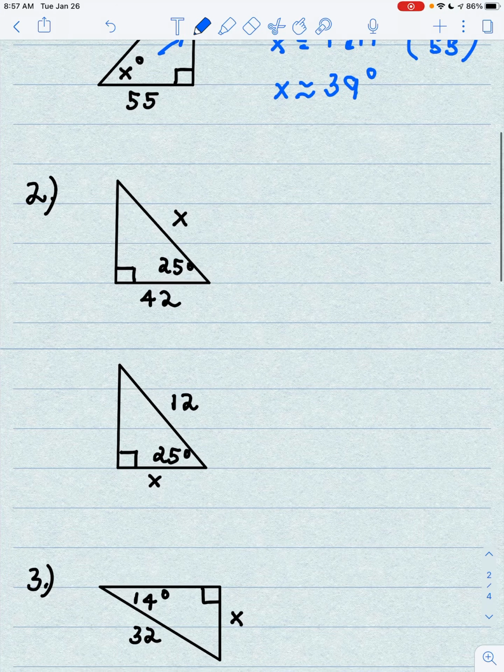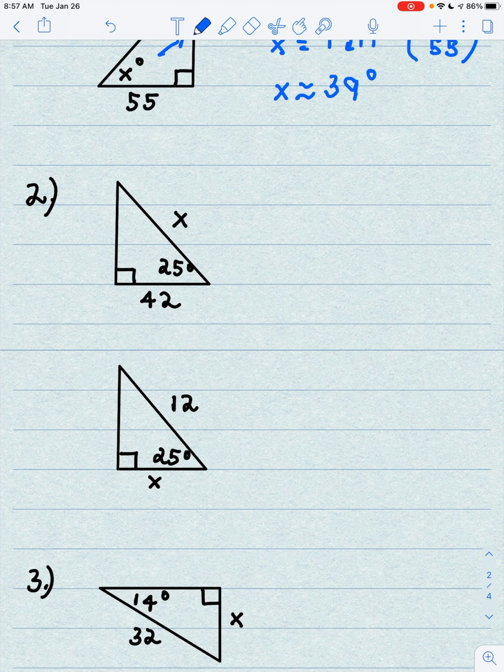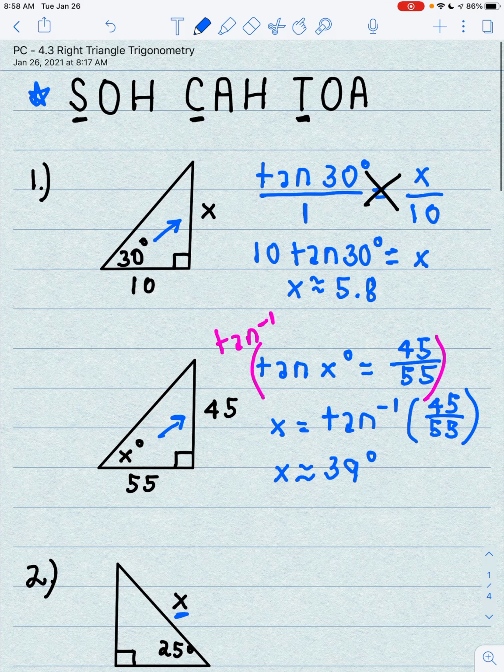Now let's move down to the number 2, and there are 2 triangles there. And as I look here, I first have to recognize that the hypotenuse is involved in both these triangles. Anytime the hypotenuse is involved, that means it has to be sine or cosine. When the hypotenuse isn't involved, it has to be tangent. You can see hypotenuse right here, and here. So anytime the hypotenuse is involved, it's either sine or cosine. When the hypotenuse is not involved, like in number 1, it's tangent.